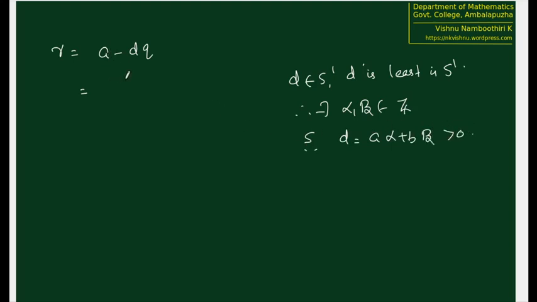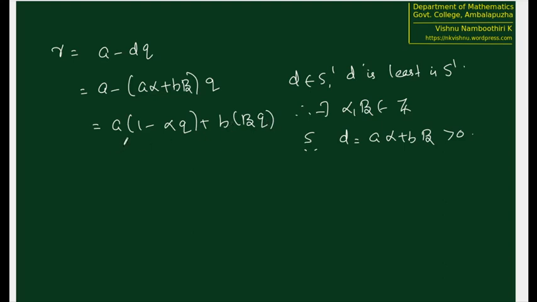So we will substitute for D here. So we will get R equal to A minus Q times (A alpha plus B beta), and therefore we have A into (1 minus alpha Q) plus B into (minus beta Q). But this is a linear combination. This is greater than or equal to 0. So this is a linear combination of the form AM plus BN, where this is some integer M, this is some integer N.